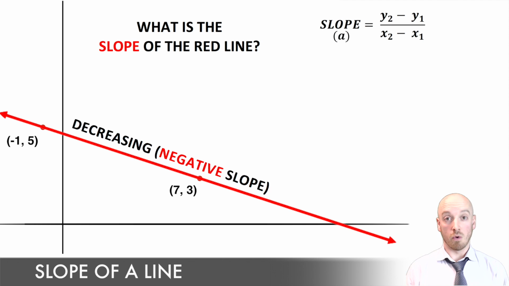Now, once we know the coordinates of 2 points that are on our line, we label those coordinates. Instead of just x and y, we're going to differentiate them, or tell them apart, by calling one set of coordinates x1 and y1, labeling the other set of coordinates x2 and y2. And for this formula, it doesn't matter which one we call x1, y1 and which one we call x2, y2. But it is important that x1 and y1 are together in the same set of brackets and that x2 and y2 are together in the other set of brackets.